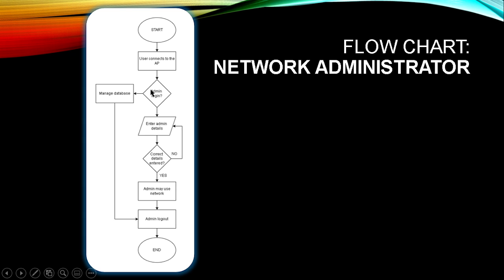Next, for the network admin, the flowchart is that first they connect to the AP, then they decide whether they want to log in or not. If they want to log in, they enter the admin details, the ID and password are checked, then they may use the network, log out, and end the flow. But if they decide not to log in, they can enter the administrator access tab to manage the database without connecting to the internet. After they manage the database, they can choose to log out and end the flow.